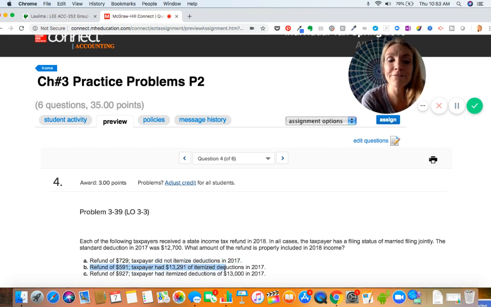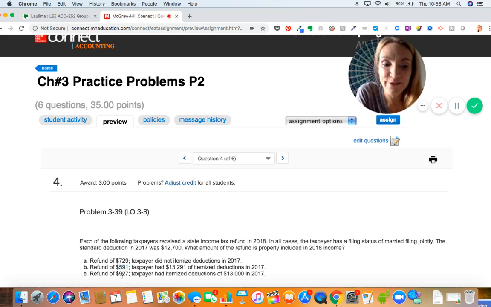Okay, B, a refund of $591. Taxpayer has $13,291 of itemized deductions in 2017. So this is a good one because if we subtract their refund, which would be taxable, right, $591, from their itemized deductions, $13,291, we get $12,700. So that's exactly the standard deduction amount. So in this case, the full amount is taxable.